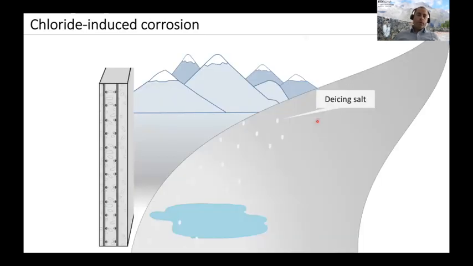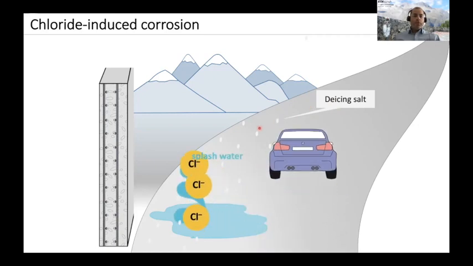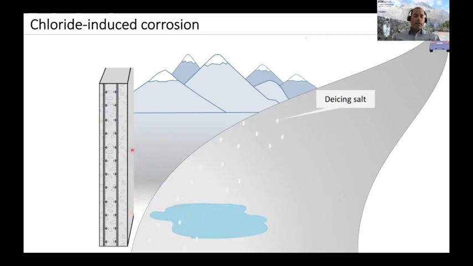Now, chloride-induced corrosion is somewhat different from carbonation-induced corrosion. The source here, or the aggressive environmental species, is not CO2, but in that case it's chlorides, which could come from de-icing salts on roads or from seawater. Then splash water may bring these chlorides to the concrete surface, and there, over time, these chlorides will penetrate the concrete cover and then may reach the steel in quantity that is sufficient to trigger corrosion at a certain point in time.